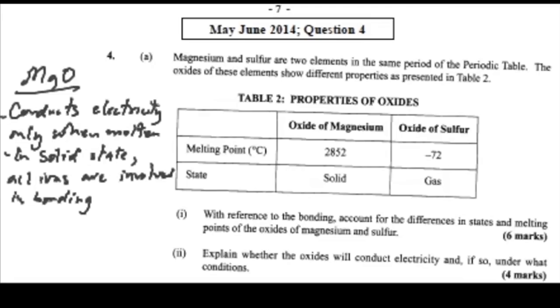The oxides of sulfur, SOx, we don't know if it's sulfur dioxide or sulfur trioxide, will not conduct electricity in any state. These are covalent substances, so they don't have any ions present, so they will not conduct electricity under any conditions. So that should give us the 10 marks: 4 here plus the 6 earlier.